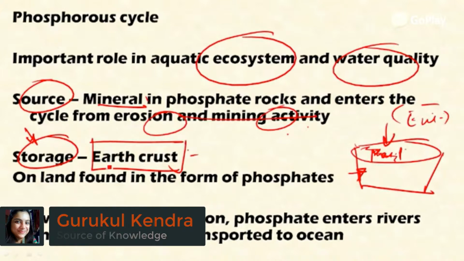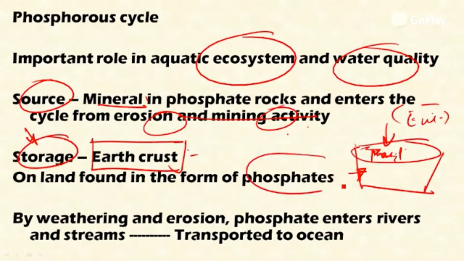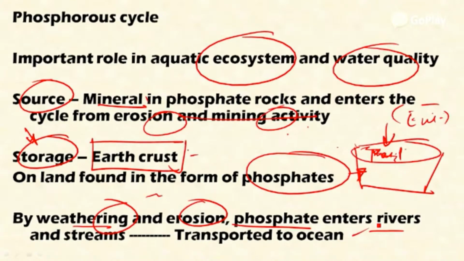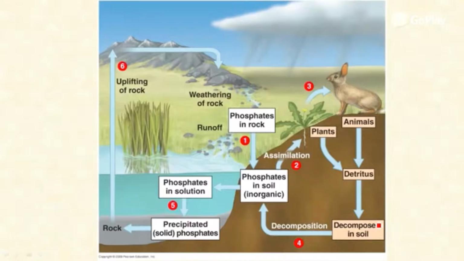On land it is found in the form of phosphates, and these phosphate rocks undergo weathering. Weathering on the surface of the phosphate rocks leads to weathering away of a certain portion of the rocks, and this is carried away through erosion. These phosphates enter rivers and streams, and are again transported to oceans. In this way the phosphorus cycle is initiated.